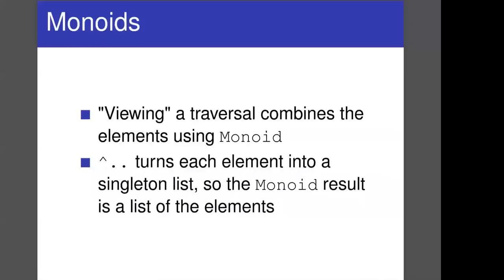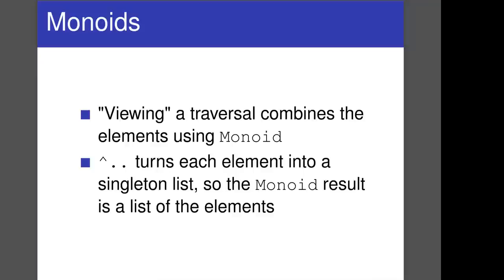So monoids. Monoids are related to traversals in that if I view a traversal, so I have a traversal that, say, looks at a whole bunch of elements in a structure, and I just use the caret dot. The reason why I mention this is because you're going to do it, and you're going to get an error about how something isn't a monoid. You're going to wonder what the heck do monoids have to do with anything. What the traversal will do is if you view a traversal, it views the monoid combination of everything the traversal points at. And that's sort of like the default behavior. Caret dot dot is usually what you want if you want to view an entire traversal.